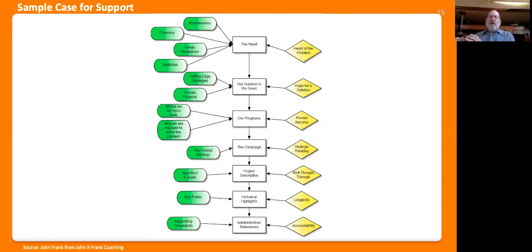Planned giving is where people leave you in their wills and other instruments to leave a legacy of what they believe in with your organization, what you believe in, okay?